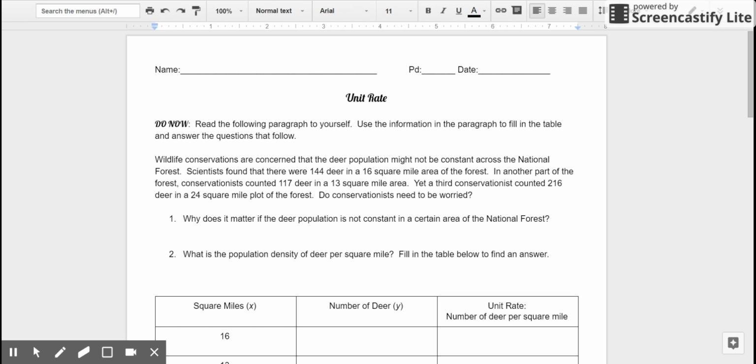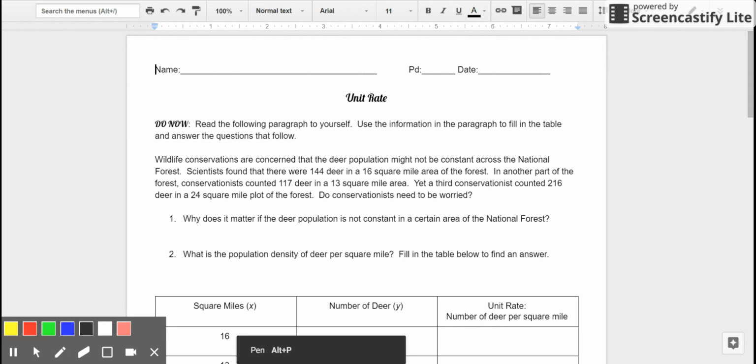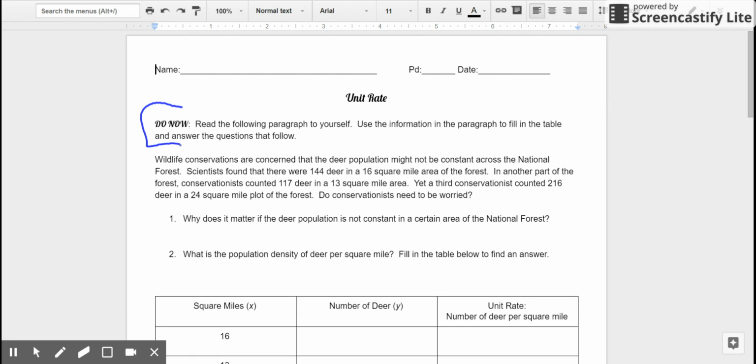This is the video lesson for Accelerated Math Unit 2, Lesson 1, Unit Rate. Do now. Read the following paragraph to yourself. Use the information in the paragraph to fill in the table and answer the questions that follow.